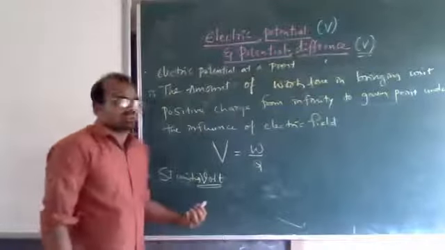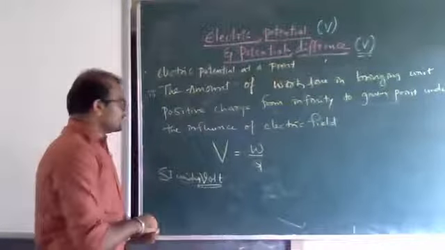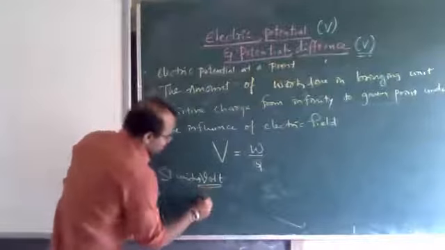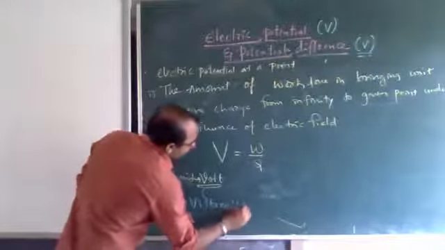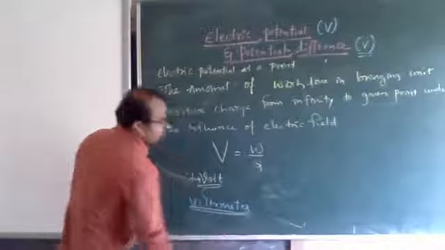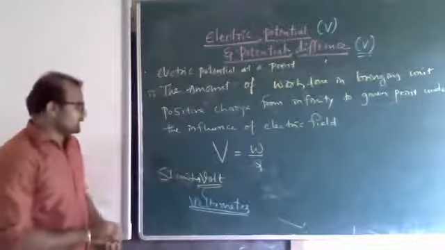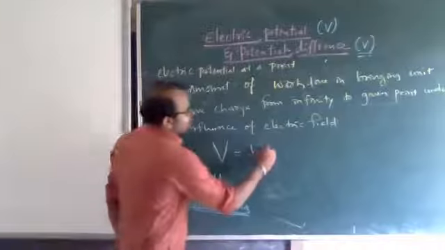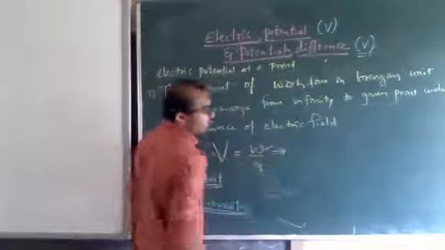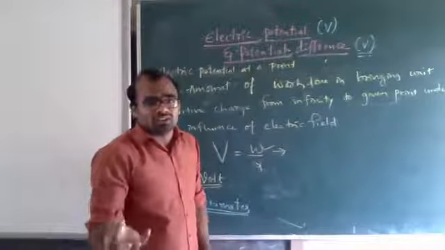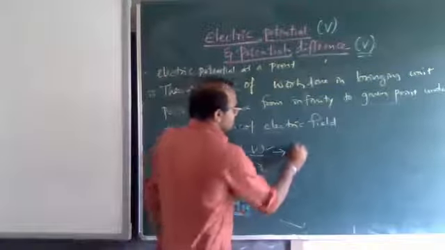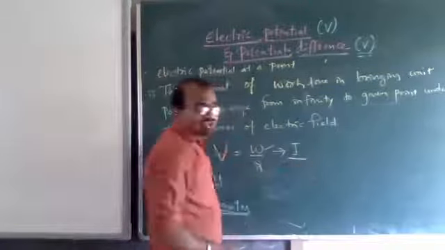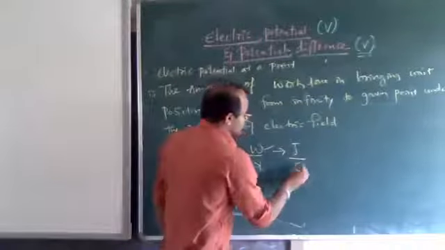SI unit is volt. Then it is measured by the instrument called voltmeter. So work done is represented in the SI unit of work. Work is nothing but energy, right? So work is joules, charge, coulomb.